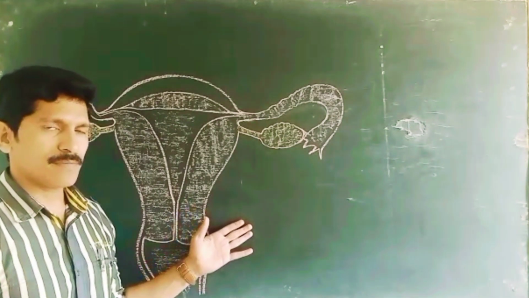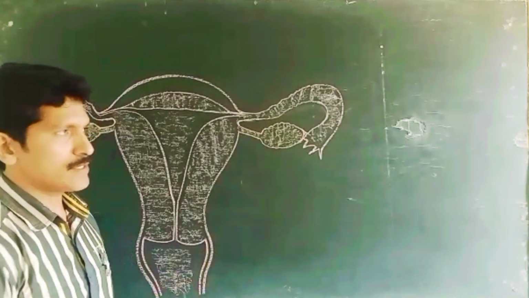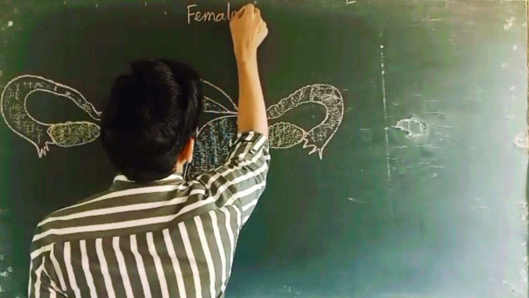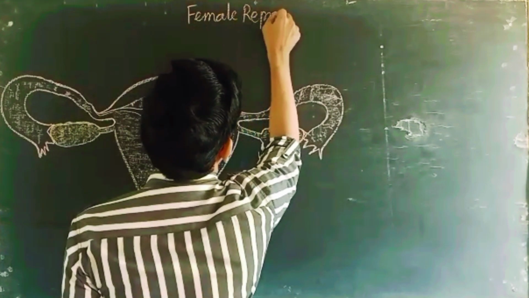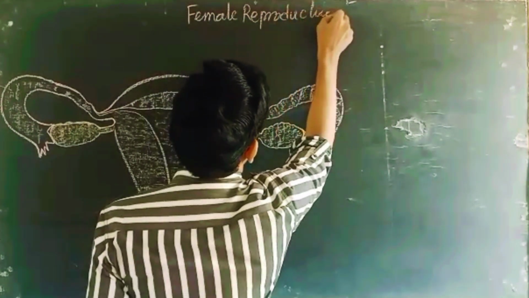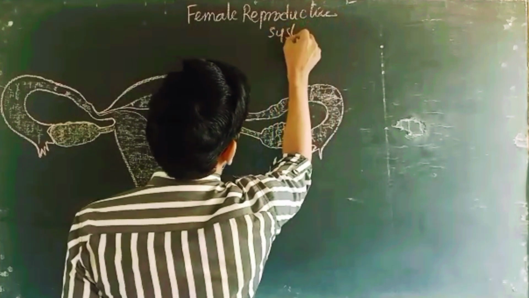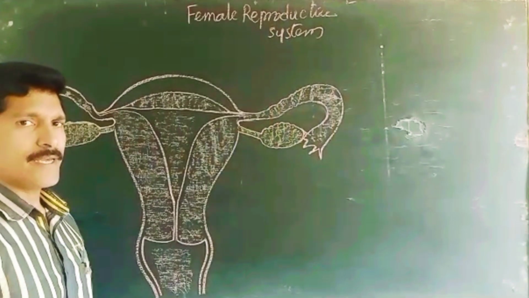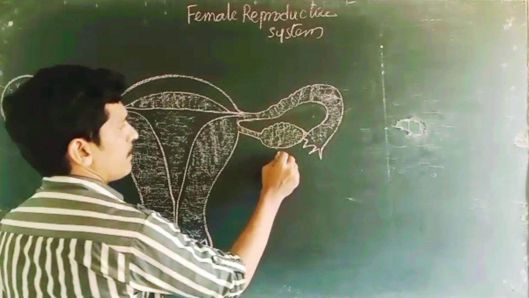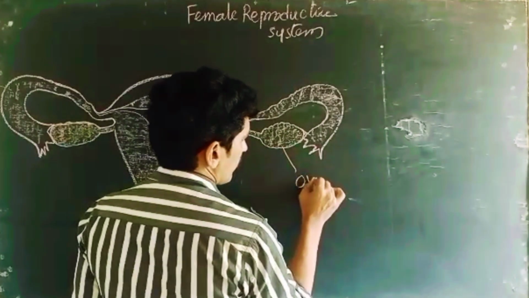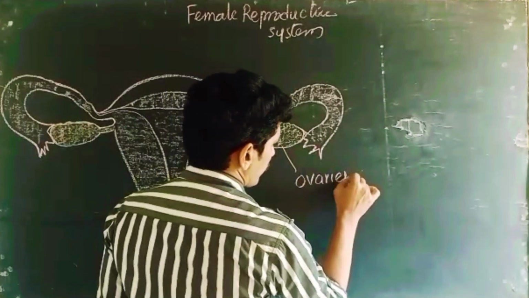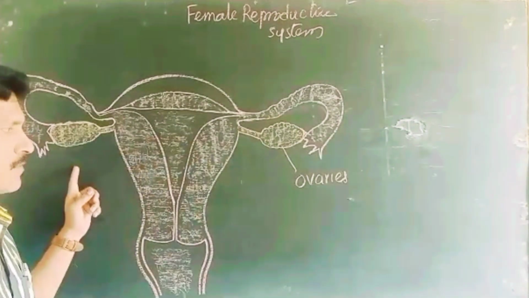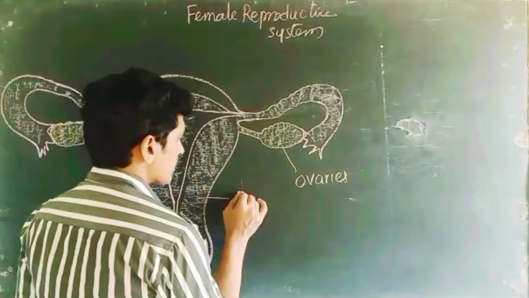The female reproductive system of placental mammals, humans. The female reproductive system contains the main important parts: a pair of ovaries. You observe that the pair of ovaries are located on either side, and this is the uterus.